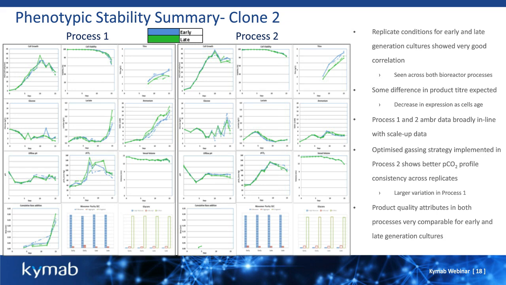Also, the process 1 and 2 ambr data is broadly in line with the previous scale-up data in terms of both cell culture and metabolic profiles.